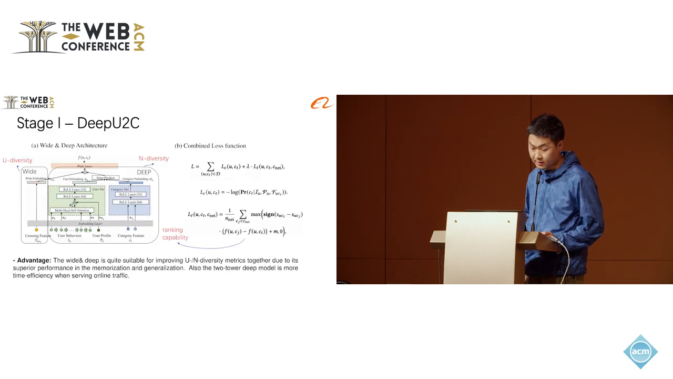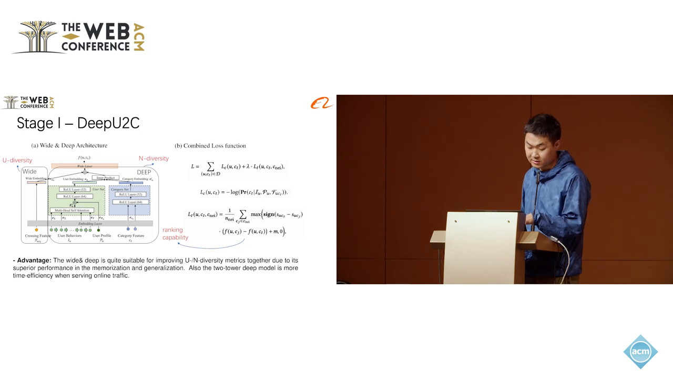Stage one is our deep U2C model, a wide and deep architecture. The wide part is for the U diversity and the deep part is for the N diversity. The wide and deep is quite suitable for improving UN diversity together due to its superior performance in memorization and generalization. We mention that memorization is very important for U diversity and generalization is for N diversity. Also, the two-tower deep model is more time efficient when serving online traffic, which is much more important in production, in industry.